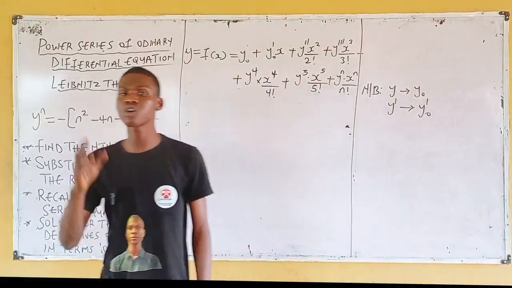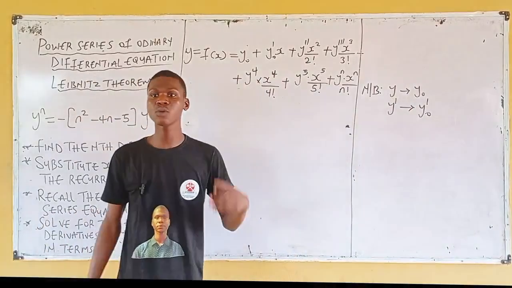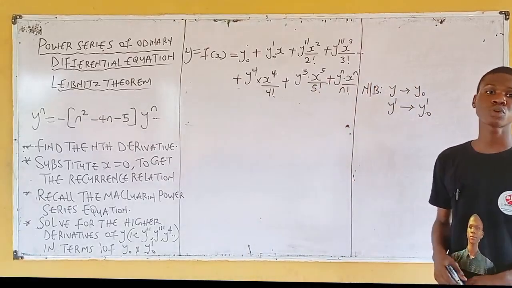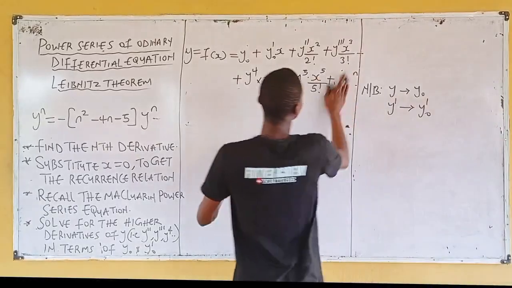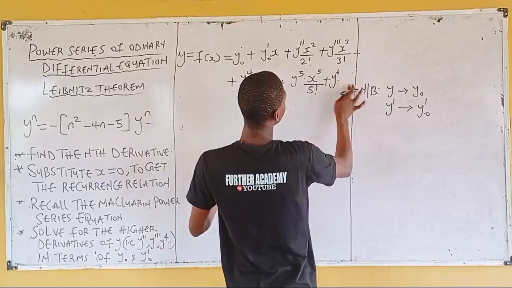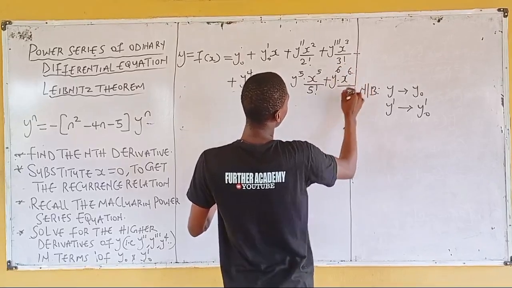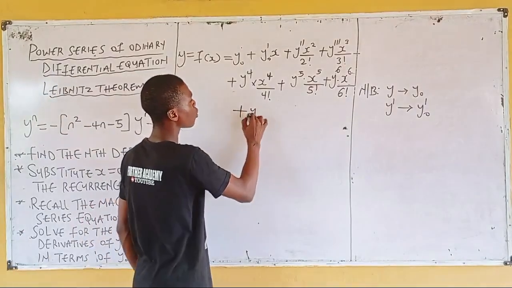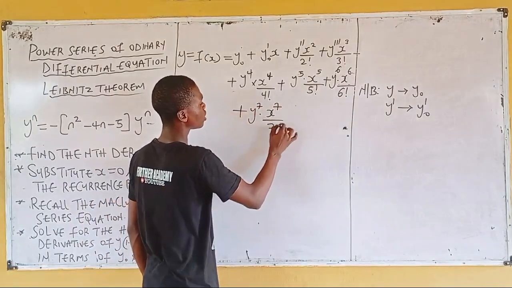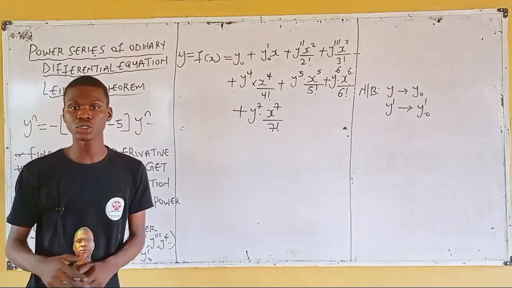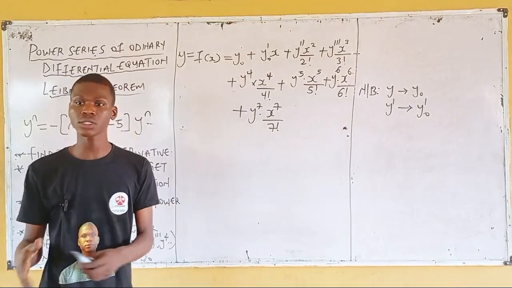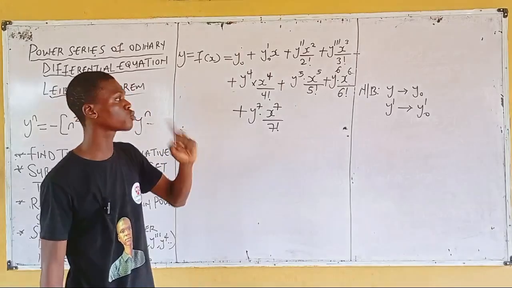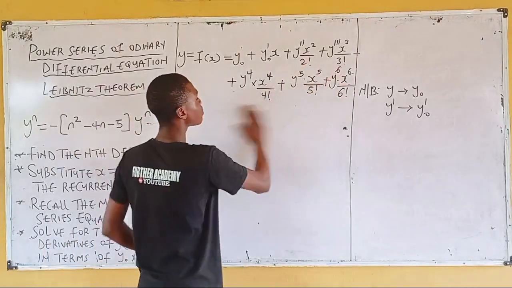Also take note that some questions will be specific, meaning the question will tell you exactly where to stop. For this very question, we are told to stop at the 6th power of x. So I have y raised to the power of 6 multiplying x raised to the power of 6 divided by 6 factorial. What if the question says stop at the 7th power of x? Then we add y raised to the power of 7 multiplying x raised to the power of 7, all divided by 7 factorial. So given a question, you have to watch out for the necessary conditions. For this particular question, I'm stopping at the 6th power of x.